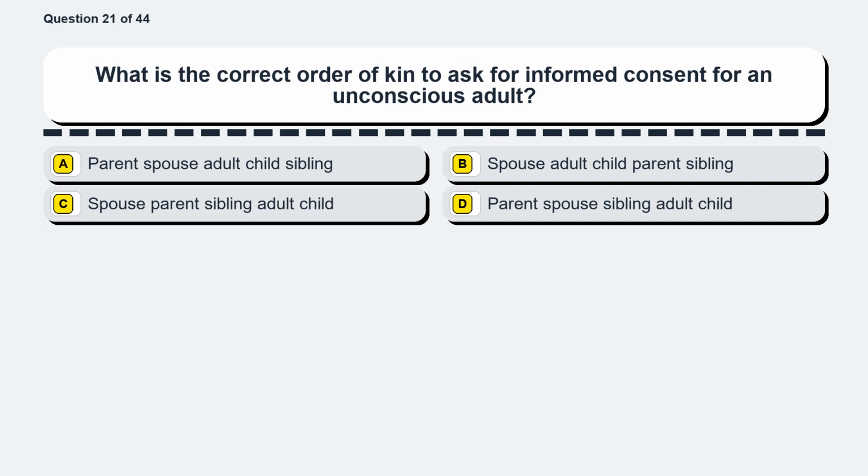Question 21. What is the correct order of kin to ask for informed consent for an unconscious adult? Option A, parent, spouse, adult child, sibling. Option B, spouse, adult child, parent, sibling. Option C, spouse, parent, sibling, adult child. Option D, parent, spouse, sibling, adult child.